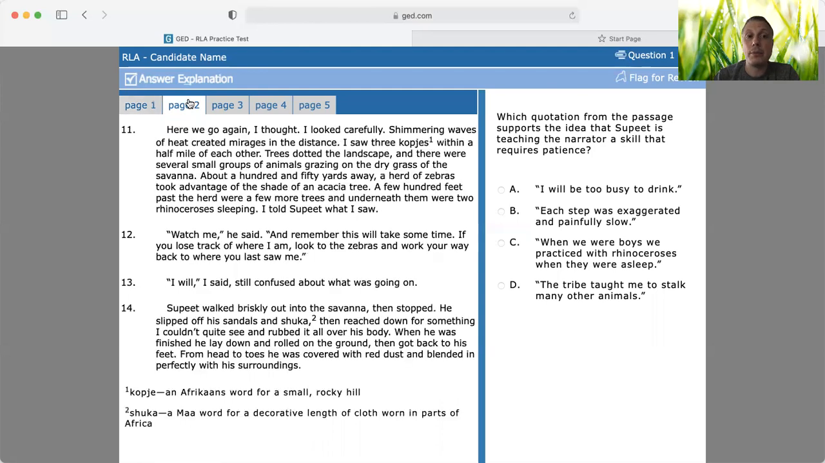Now I'm going to click up here on page 2. "Here we go again," I thought. I looked carefully. Shimmering waves of heat created mirages in the distance. I saw 3 kopjes within a half mile of each other.